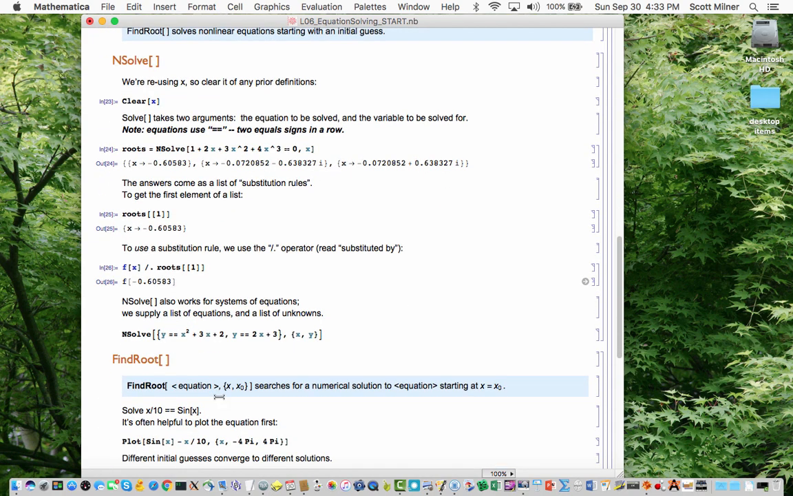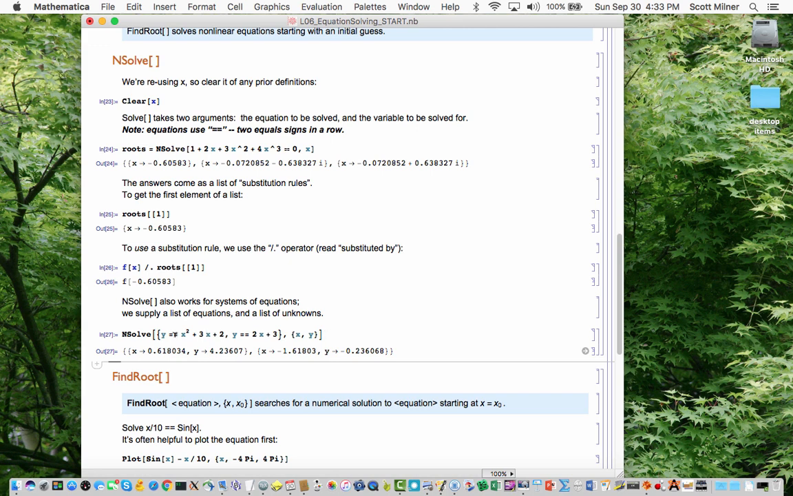NSolve can also be used to solve systems of equations. Here I have two equations in two unknowns, y and x, and so in that circumstance you provide it with a list of the equations to be solved, again delimited in curly brackets, and a list of the unknowns to be found, again in curly brackets. And so if I evaluate this NSolve, then I get a list of two solutions, each one of which is a list of substitution rules.